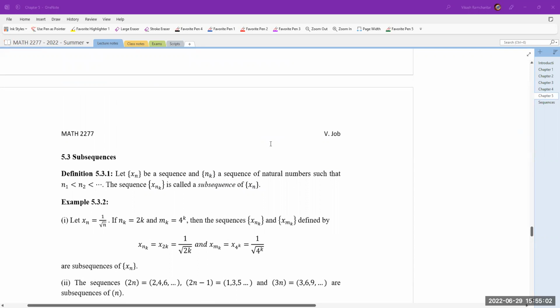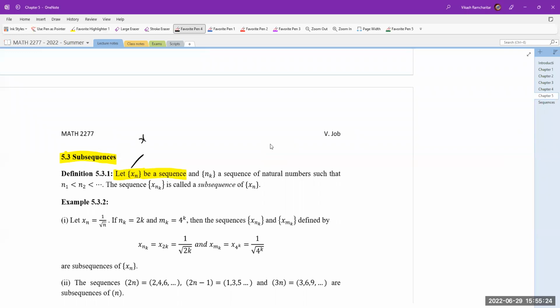Okay, so subsequences. Let's talk about this. What a subsequence is pretty much what the name sounds like. You have a sequence and you just pull out a bunch of terms from it and you form a new sequence, a subsequence. Okay, so let x_n be some sequence.